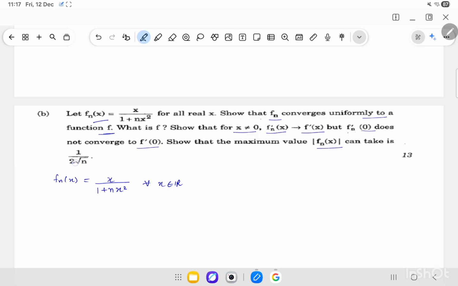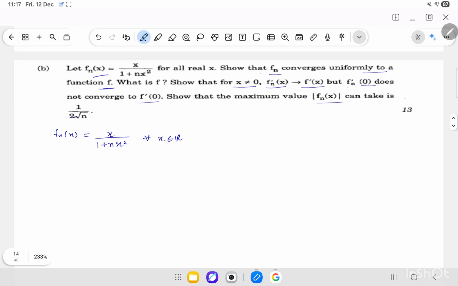Okay, so first of all we are supposed to show that this is uniformly convergent to some function f. So let's evaluate it by calculating the limit as n approaches infinity of f_n(x). It will be equal to the limit as n approaches infinity of x/(1+nx^2), which will be equal to 0. So this is my function f.